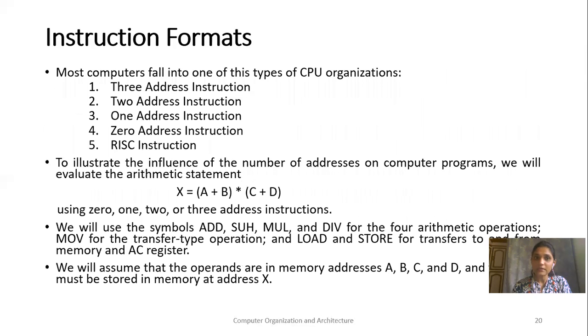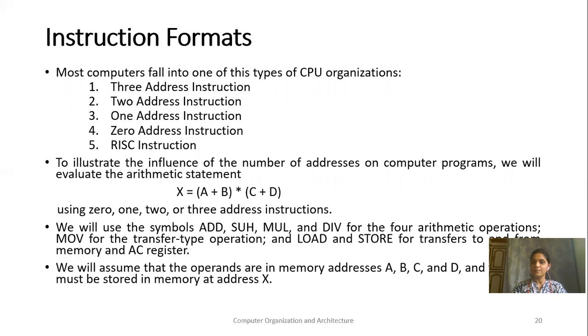Let me see how the general categories of instructions are divided majorly into 5 parts: 3 address instruction, 2 address instruction, 1 address instruction, 0 address instruction, and RISC instruction. So what are this 3 address instruction and 2 address instruction? These are your number of operands. For example, if your instruction is a 3 address instruction, that means your operand is represented by 3 fields. In a 2 address instruction, your operand is represented by 2 fields. In 1 address, by 1 field. We will see further in detail how it is represented.